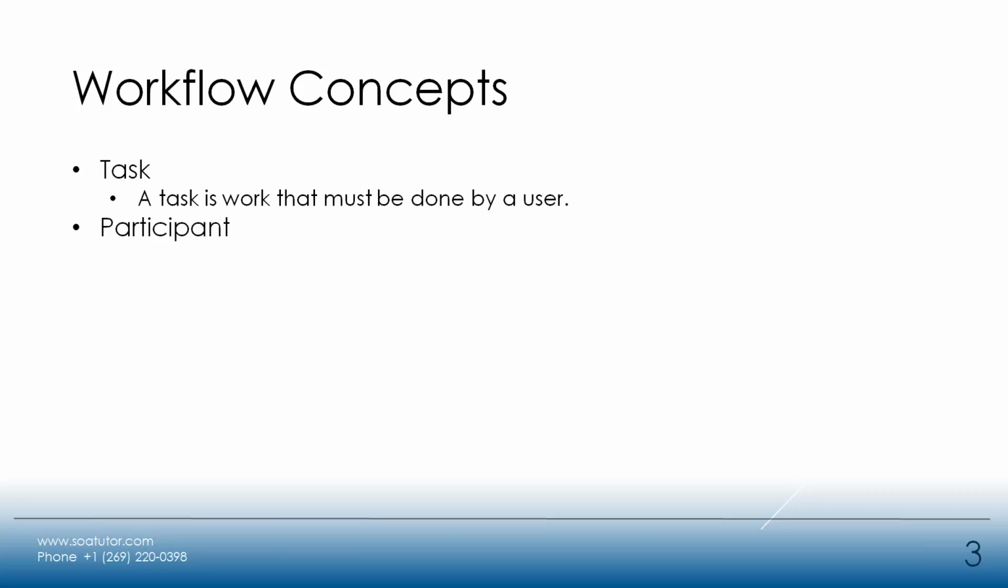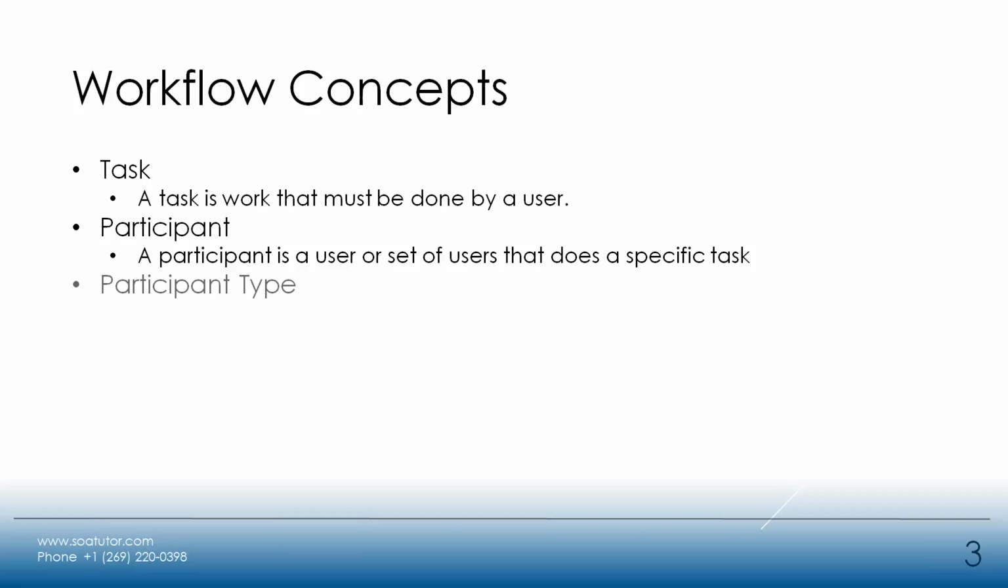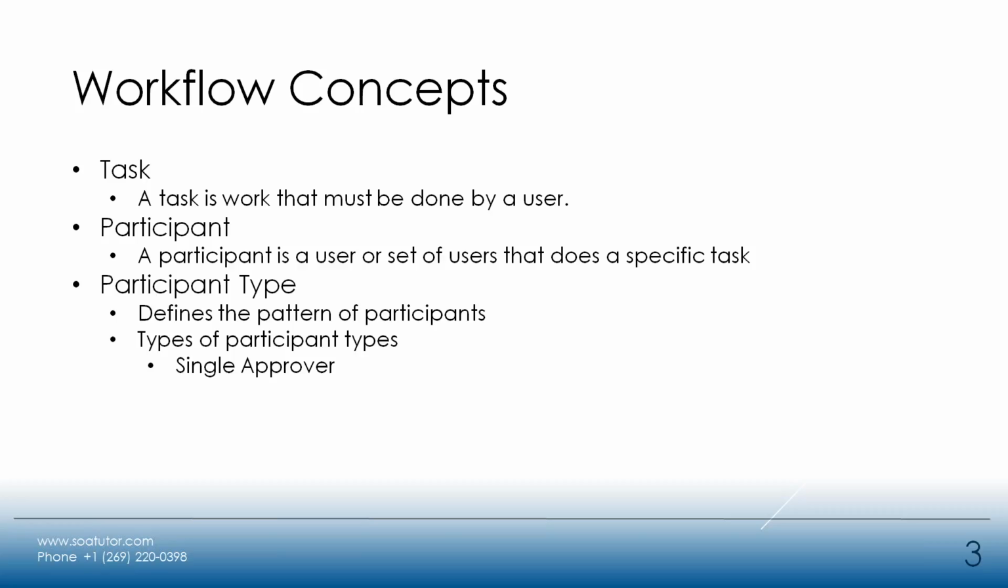And participant, as the name implies, every person assigned to a task, whoever acts on it, is called a participant. And then participant type. In the same expense reporting example, the first level goes to a manager, right? A manager is a single user. So one of the types is user, or single approver.